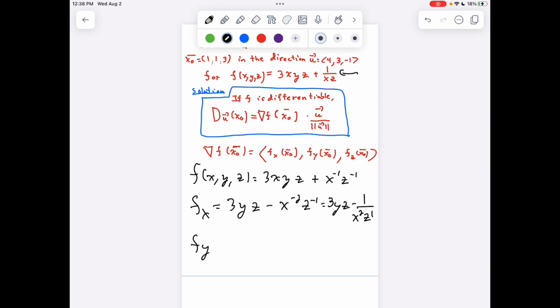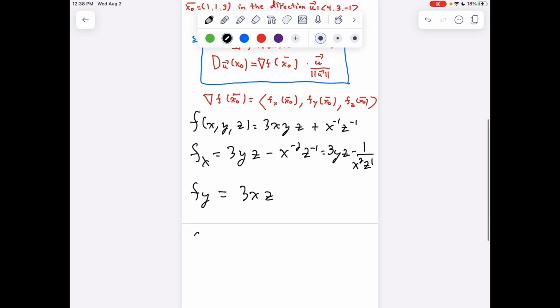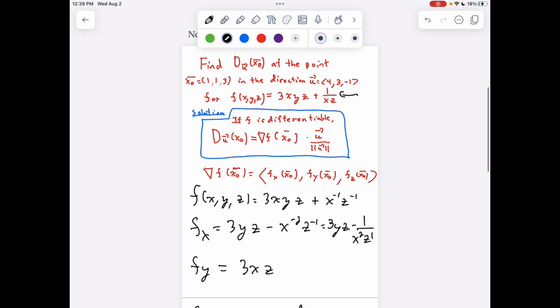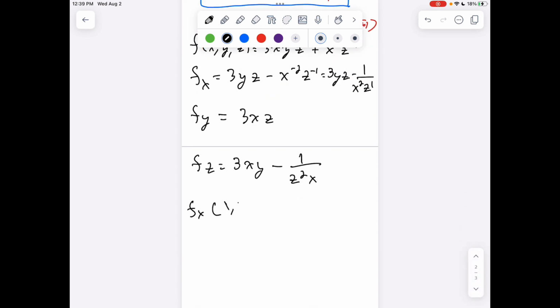All right, so for f_y, it's going to be 3xz, and that's it. And then f_z would equal 3xy minus 1 over z squared x. I'll let you check that. And we're just going to plug in the point given to us, which was the point (1, 1, 3), for each of our partial derivatives.